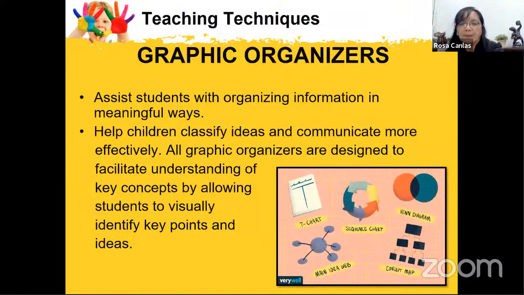We have here different examples: the Venn diagram, the matrix chart, the T-chart, the KWL chart, the concept map, the main idea web, and also the outline. These are different graphic organizers to be presented during discussion for our learners to easily understand the lesson, especially in English and reading, if they are reading a story, for a small group, for struggling learners, for learners in primary and also in intermediate.